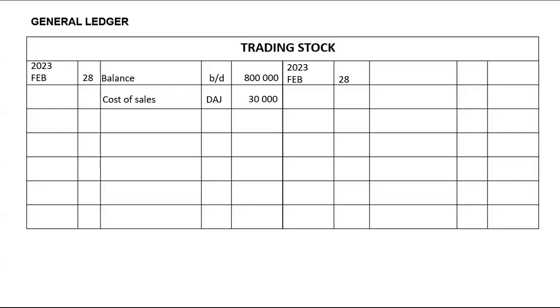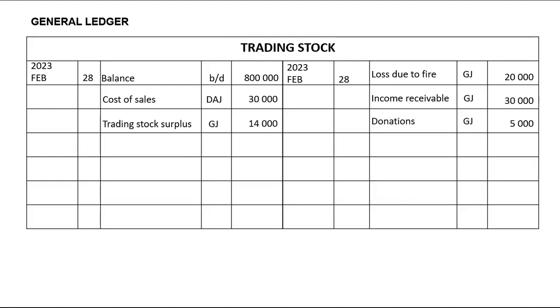Please check out my grade 9 video where I explained this thoroughly, and the grade 10 general ledger accounts where I explained it thoroughly. It will decrease by loss due to fire as well as insurance receivable, which is actually the 50,000 rand. Then we'll decrease it by donations and then increase it by trading stock surplus. And obviously the balance carried down will be the stock that was counted.